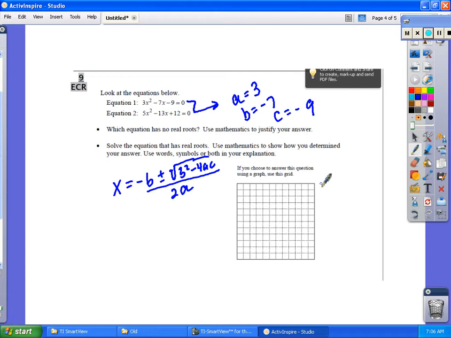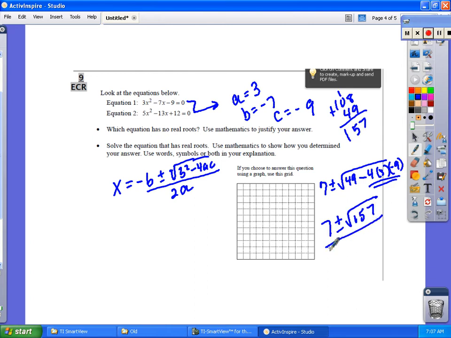So we have negative b, which would be positive 7, plus or minus the square root of b squared, 49, minus 4ac. So it's negative 4 times a, which is 3, times c, which is negative 9. And we already found out that this part of the equation was equal to 108. So I have 49 plus 108, which is 157. So I have 7 plus or minus the square root of 157, which I'm going to leave in there because it's not a perfect square, over 2 times a, which is 6. So this breaks down into two problems. My two solutions are 7 plus the square root of 157 over 6, and 7 minus root 157 over 6.